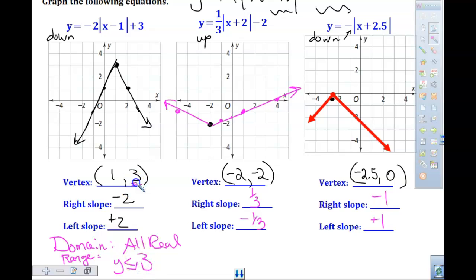And what you are always looking at is the vertex, right? You're looking at the y of the vertex. That's what helps us, okay?